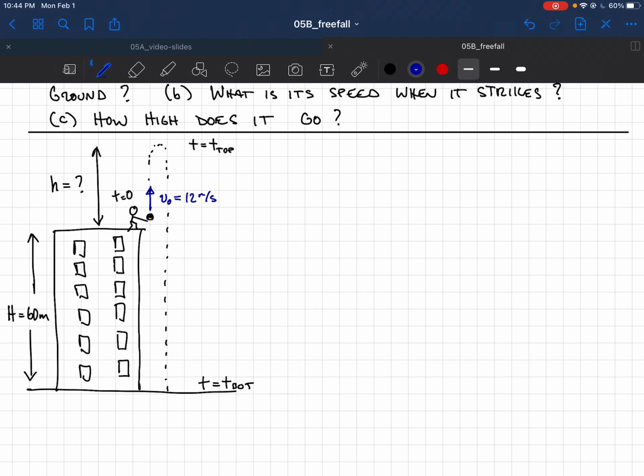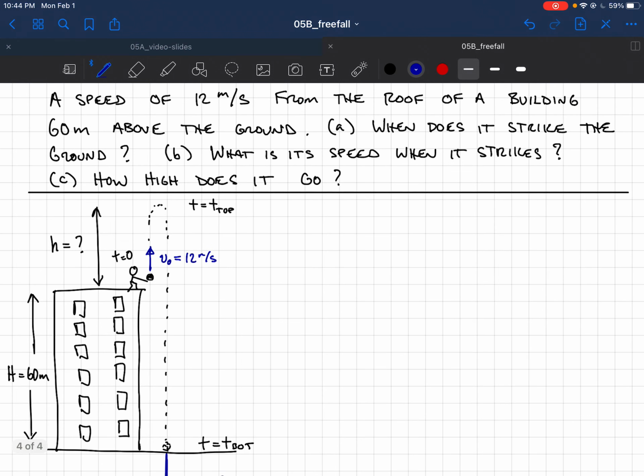We were asked about the speed when it strikes. So that's going to be the magnitude of the velocity vector of that rock when it hits. So here's the rock, and at the very end it will have some downward velocity. And we know that it's downward because we know that an object has a velocity vector that is always tangent to its path.